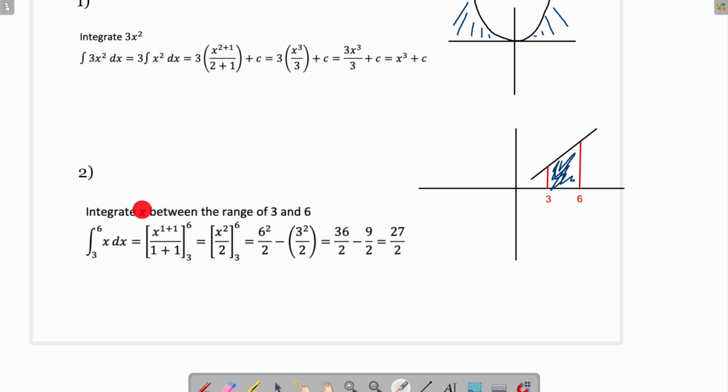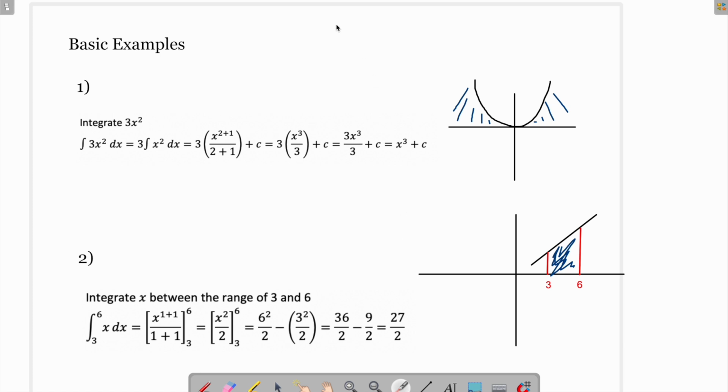Awesome. So now we're going to the final example. We want to integrate x. We did that before, but now we want to do it between the range of 3 and 6. So if x is a line like this, the area between 3 and 6 is the probability of achieving a result of 3 to 6. So 3, 4, 5, 6, or any number in between. When we integrate this, it becomes, as we found before, x squared on 2. So then we sub in 6 squared on 2 minus 3 squared on 2, and we get 36 on 2 minus 9 on 2, and that's simply 27 on 2.